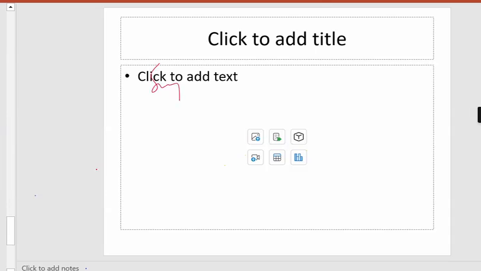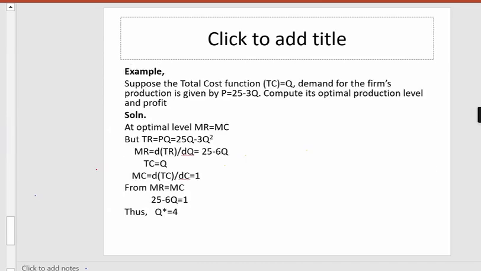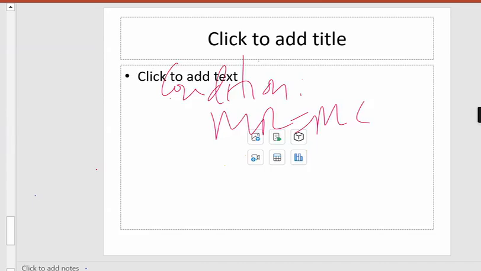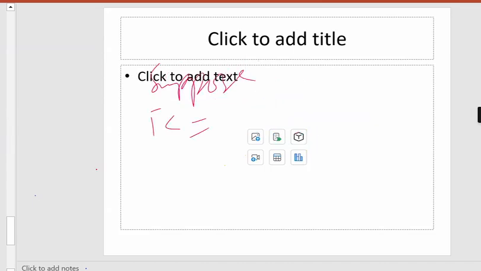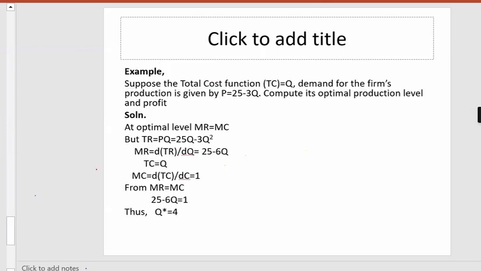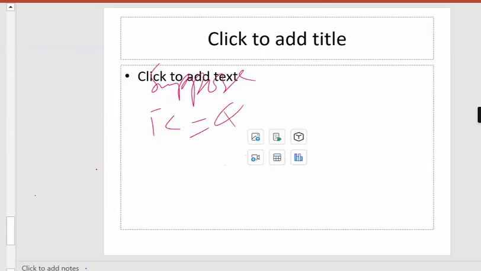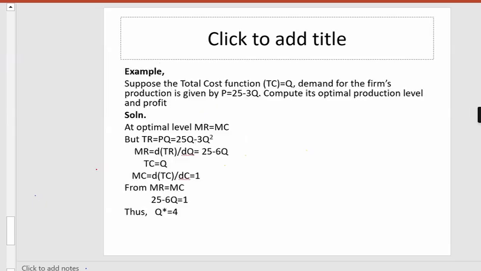Suppose anakwambia the total cost function. Suppose total cost function amekupa ngapi? Total cost is equal to Q. Sawa? Hiyo ni total cost. Sio lazima iwe, you remember that cost function ilikuwa una namba na nini. You can be given any number. But let's see this example. And total revenue umepewa total cost hapa, sawa? Alafu nakwambia suppose the total cost function is this one.